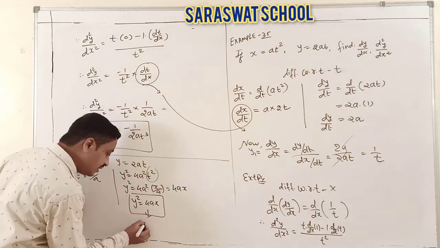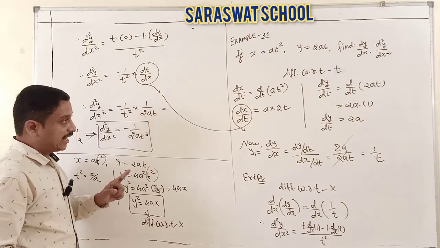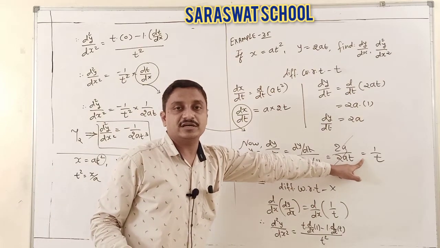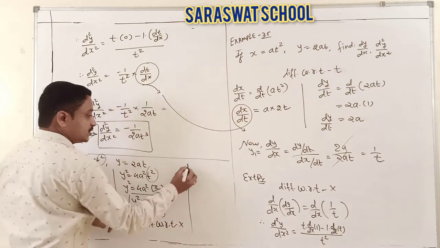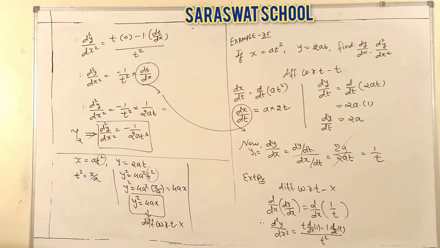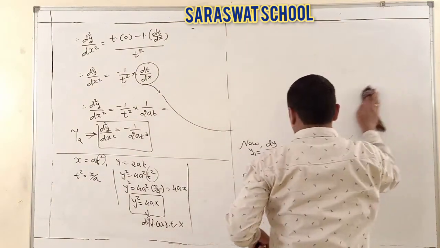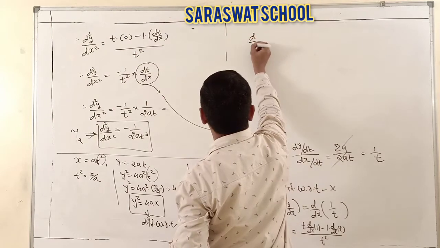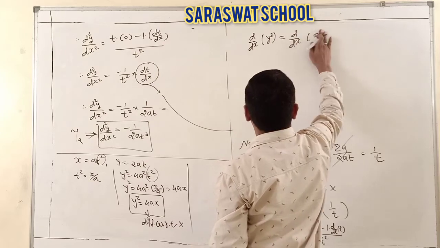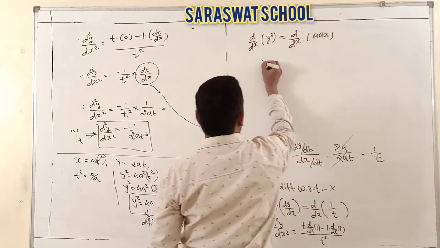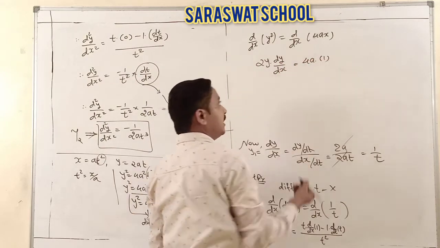And here, if you start differentiation with respect to x, surely the derivatives are the same coming. 1 by t is parametric, but here we are converting into implicit functions. So d by dx of y square. Students, I am just explaining numerically in a different way. Sometimes this is also asked in the exam. That's why I explain. So here we get 2y dy by dx equals 4a times derivative of x, which is 1.